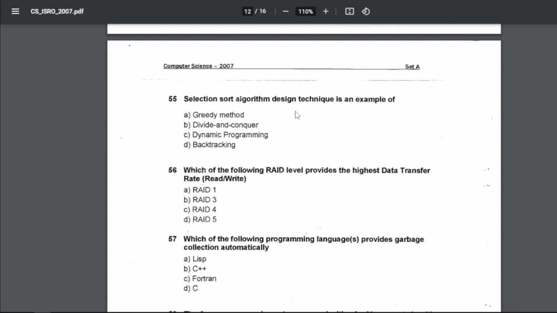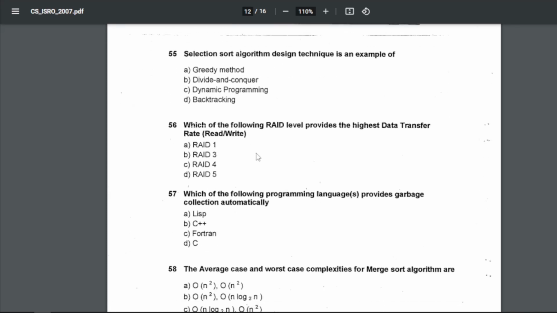Basically selection sort algorithm design technique is an example of greedy method. What happens? The selection sort algorithm sorts an array by repeatedly finding the minimum element, considering ascending order, from the unsorted part and putting it at the beginning. So the algorithm maintains two subarrays in a given array, one subarray which is already sorted and the remaining subarray which is unsorted. So in every iteration of selection sort, the minimum element, considering ascending or descending, from the unsorted subarray is picked and moved to the sorted subarray, right? So for this 55 our answer will be A.